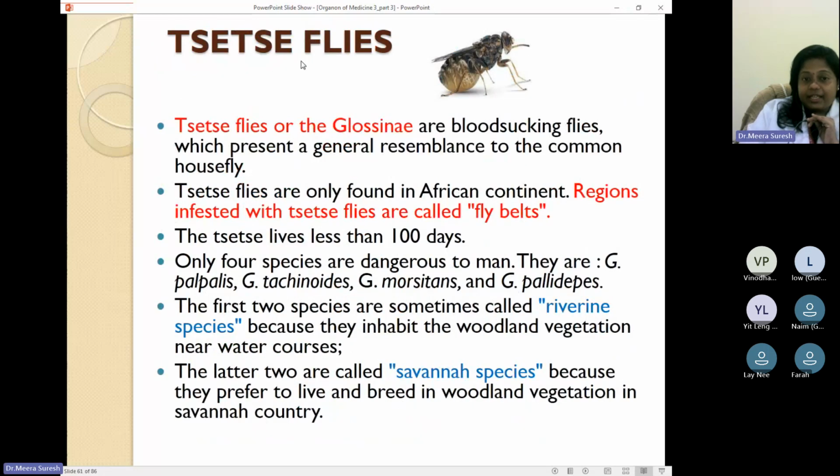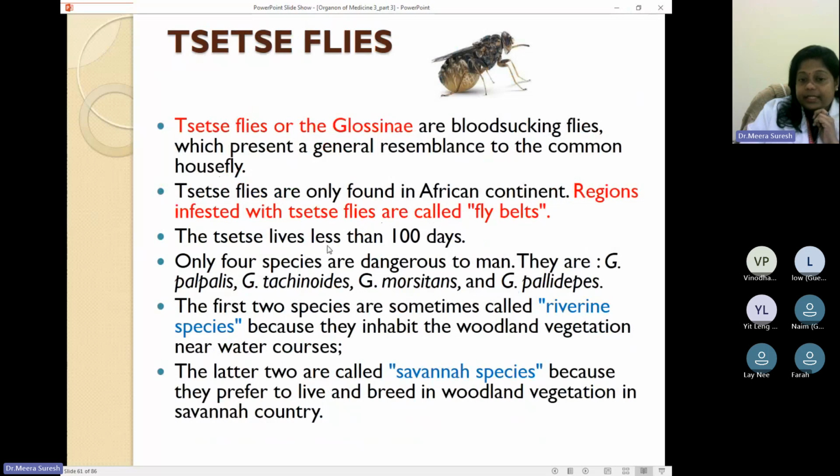The next one is tsetse flies. Another name for that is Glossina. They cause sleeping sickness. They are sucking flies which present a general resemblance to the common housefly. Tsetse flies are only found in the African continent, and regions infested with tsetse flies are also called fly belts. Remember this sentence for MCQ purposes.